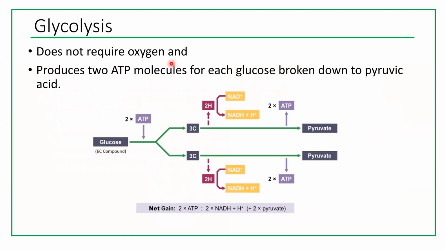Glycolysis does not require oxygen and produces 2 ATP molecules for each glucose broken down to pyruvic acid. So again, we have glycolysis, a 6-carbon compound, and here's our end product, pyruvate, 3-carbon compounds, 2 of them, and 2 ATPs, right? But because we invested 2, total 4 minus 2, this is our net gain, only 2. And NADH plus H, those are molecules also produced.